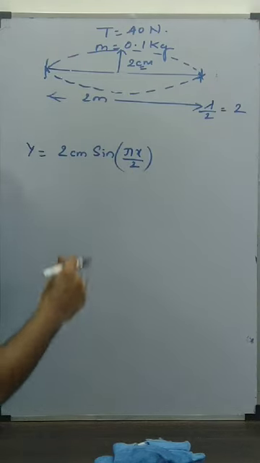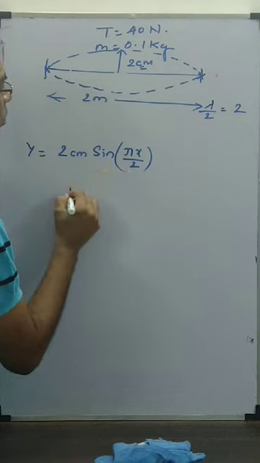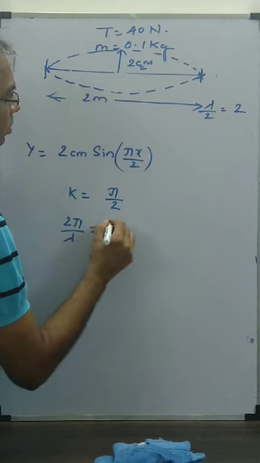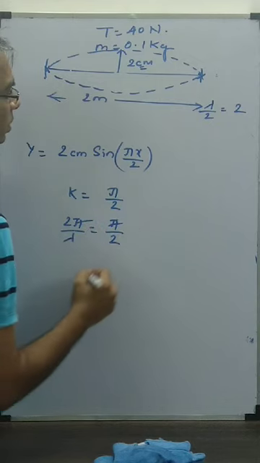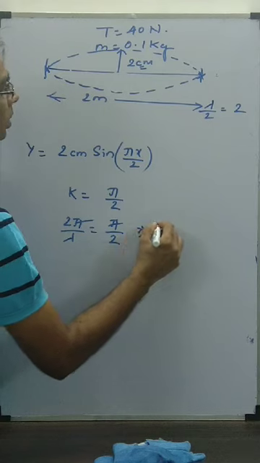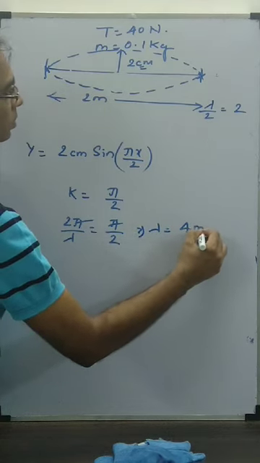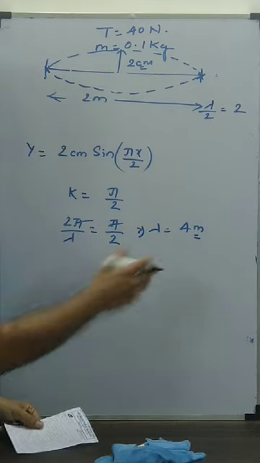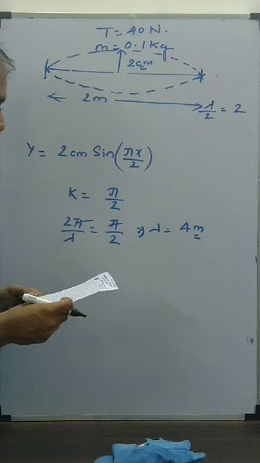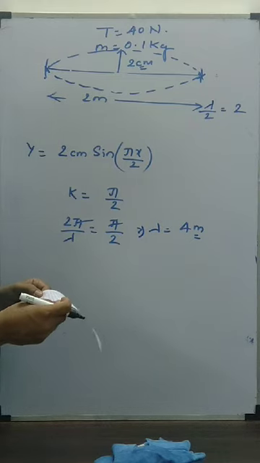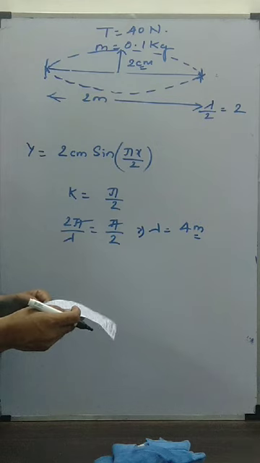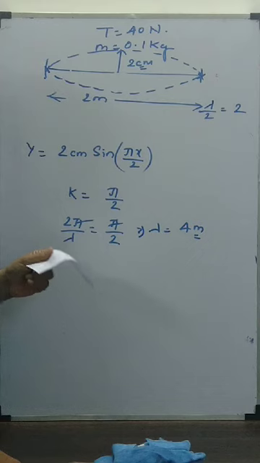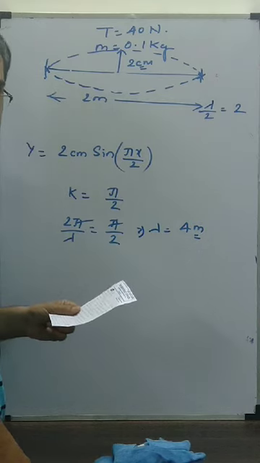What is the kinetic energy of the wire? In this one, the k value is given as pi by 2. That means the lambda value, pi gets cancelled, the lambda value is 4. Here also lambda is 4. So whatever we did, we did correctly for this particular thing only. So what is the kinetic energy of the wire? Same kinetic energy of the wire we got, we already have calculated. Same thing.